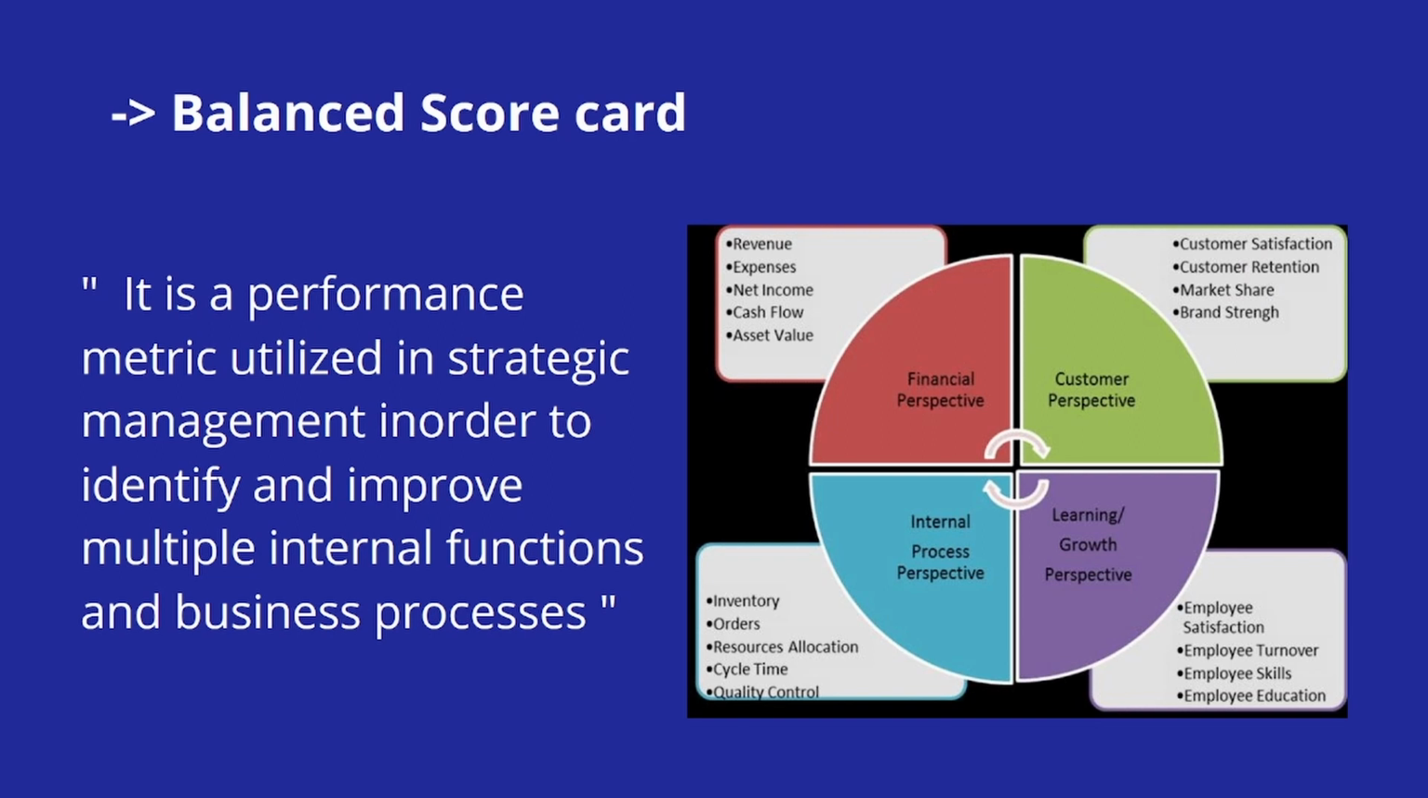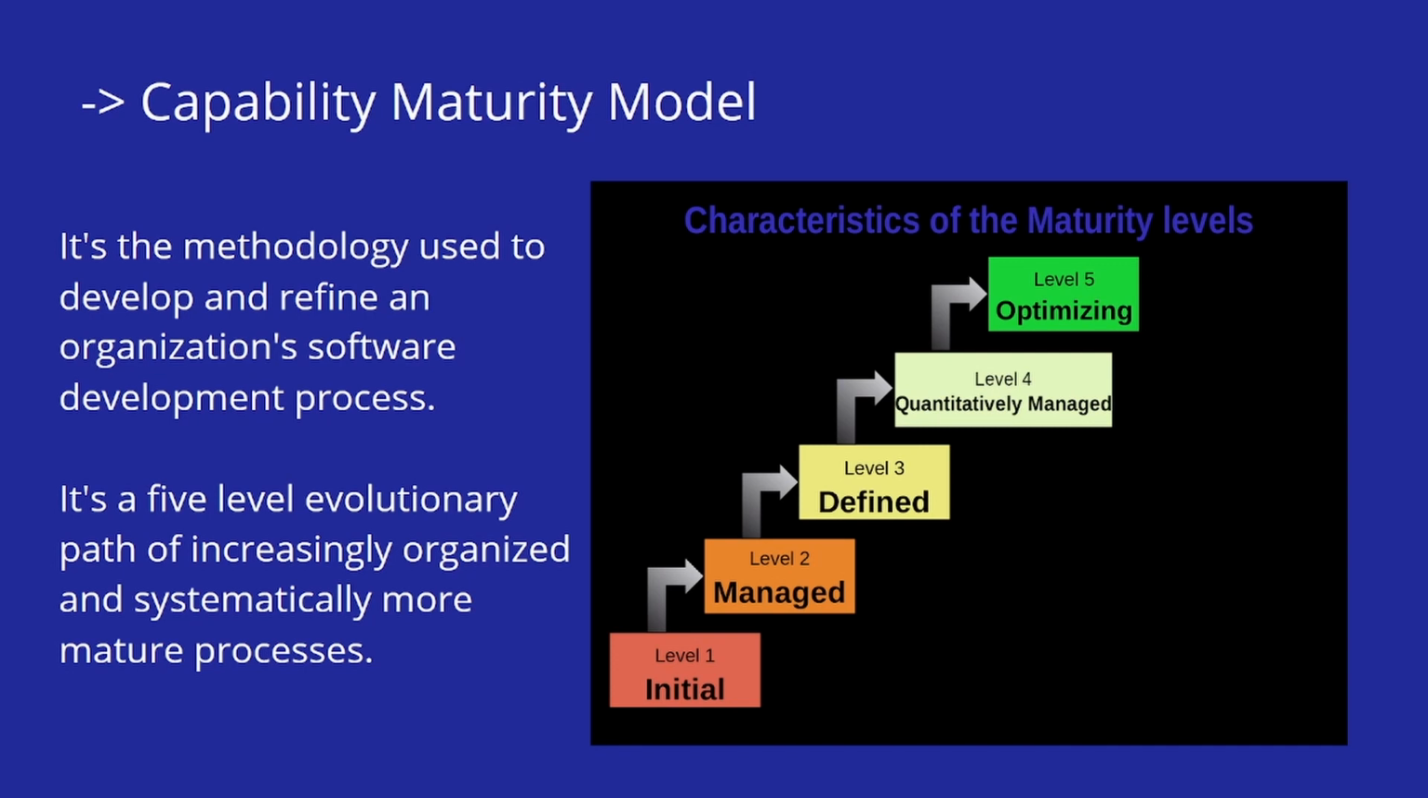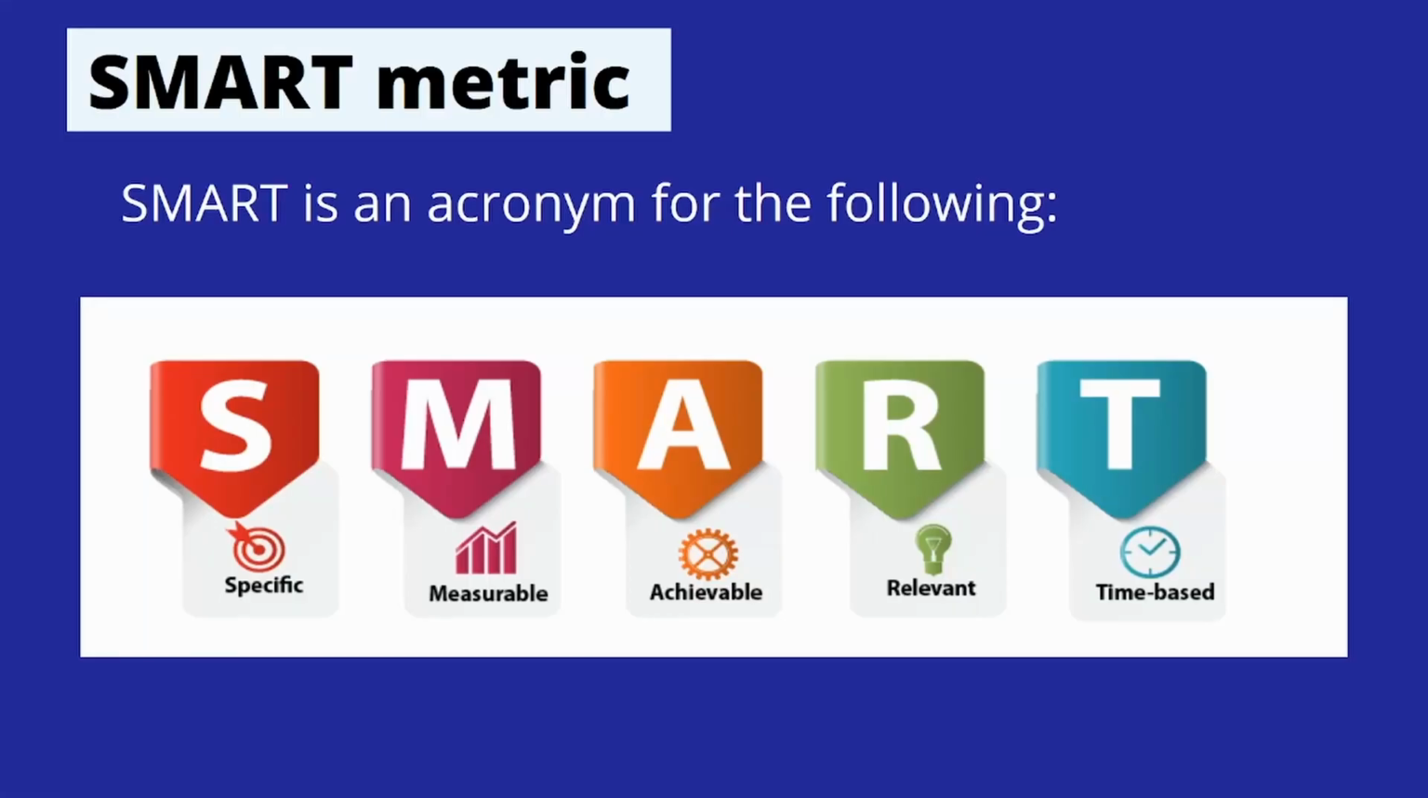Balance Scorecard. It is a performance metric utilized in strategic management in order to identify and improve multiple internal functions and business processes. Capability Maturity Model. It's the methodology used to develop and refine an organization's software development processes. It's a 5-level evolutionary path of increasingly organized and systematically more mature processes.